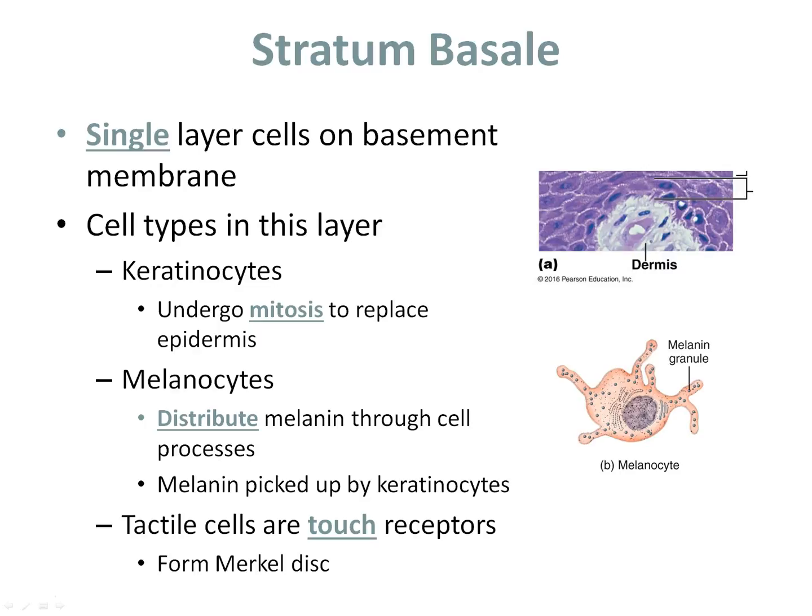So our deepest layer is a single layer of cells right on top of that basement membrane. Remember, the basement membrane is underneath all of our epithelial tissue. So the basement membrane would be right there, and the first layer of cells on top of that are the stratum basal. Cell types in this layer include keratinocytes, which undergo mitosis to replace the epidermis. So these are one of the cells that are able to replicate and regenerate our skin.